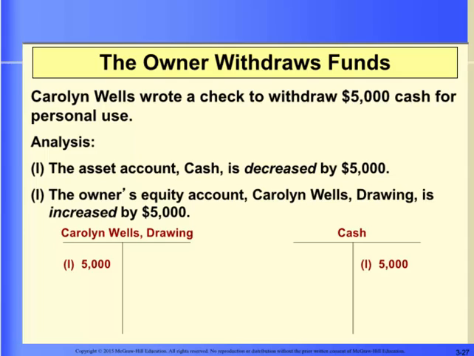Since owner's equity is on the right side of the accounting equation, to decrease owner's equity, we would record $5,000 on the left side, or debit side of the drawing T account. Remember that assets are on the left side of the accounting equation, so to decrease them, we would record the entry on the opposite side, or credit side of the cash account. Carolyn Wells' drawing is debited for $5,000, and cash is credited for $5,000.